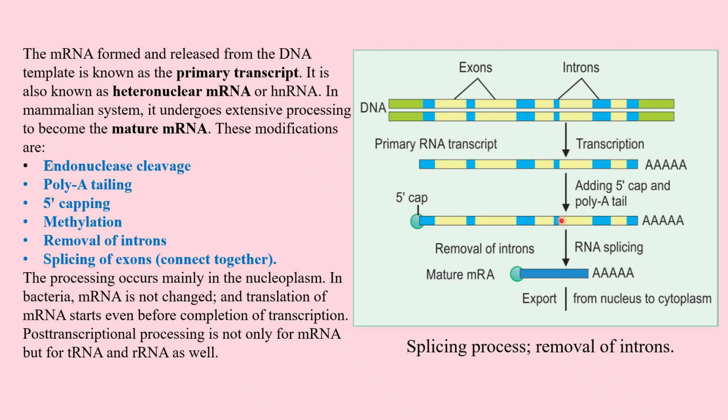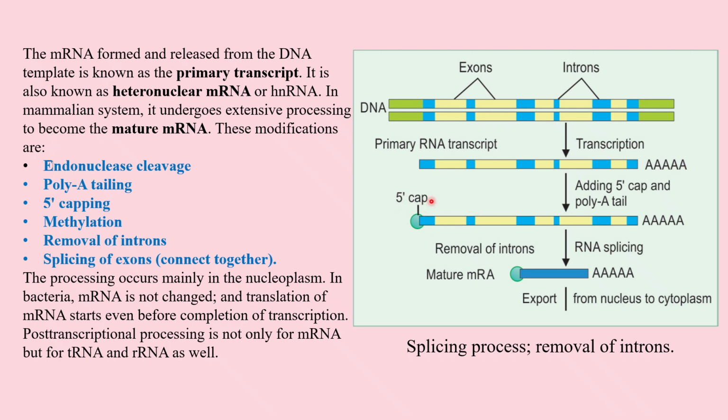These modifications can be in the form of endonuclease cleavage. There is cleavage of particular unwanted sites in the primary transcript, because there are exons and introns. Exons are the actual sites which contain the gene and are capable of being expressed, while the introns are useless sequences. So there is endonuclease cleavage. Then poly-A adenylation happens. Here there is a continuous addition of a long chain of nucleotides having adenine as a base. This is known as poly-A tailing.